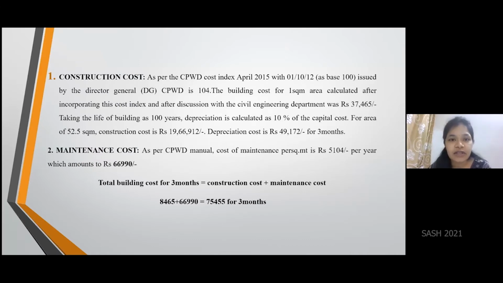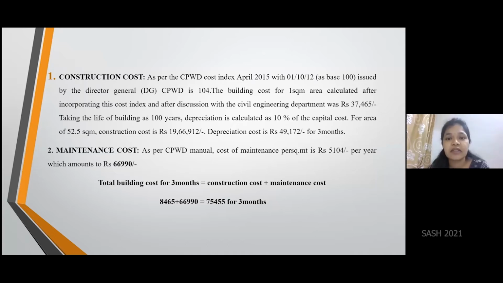The construction cost was calculated with the CPWD findings and is found to be 104. When the building cost per 1 square meter is calculated, the total cost index came out to be 37,435, and for an area of 52.5 square meters, the total construction cost is found out to be 19,66,912 rupees.